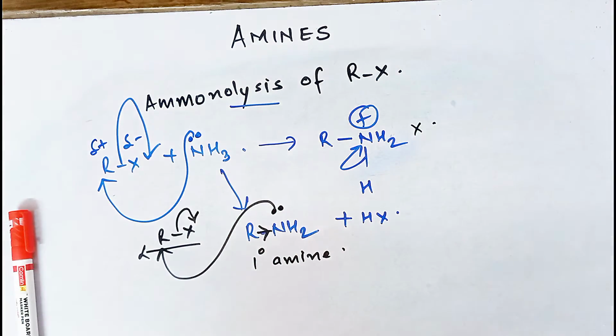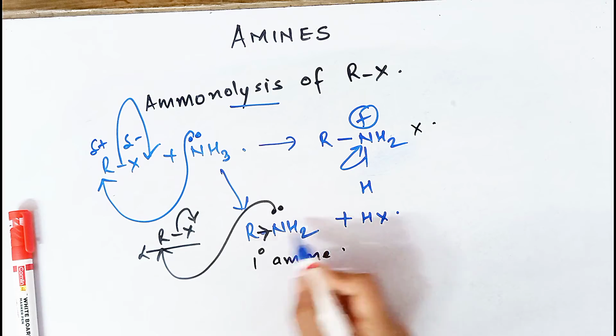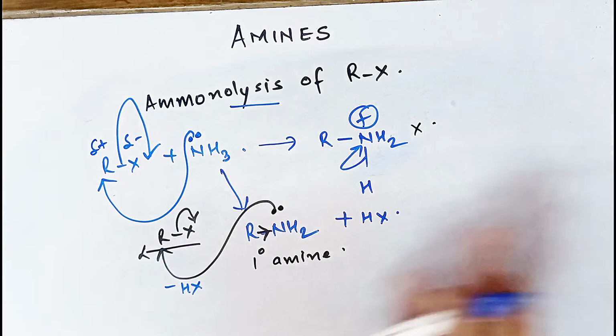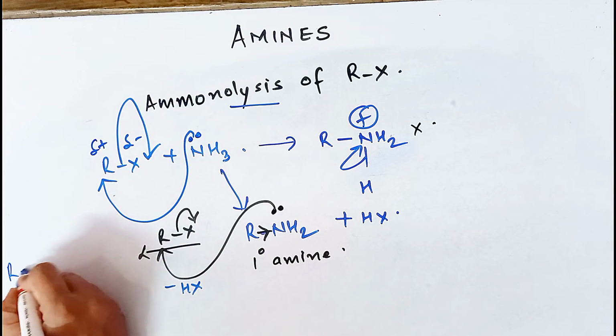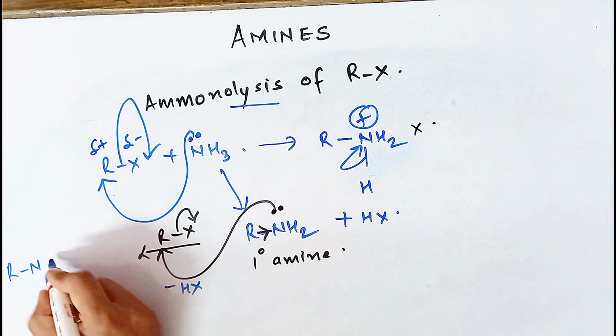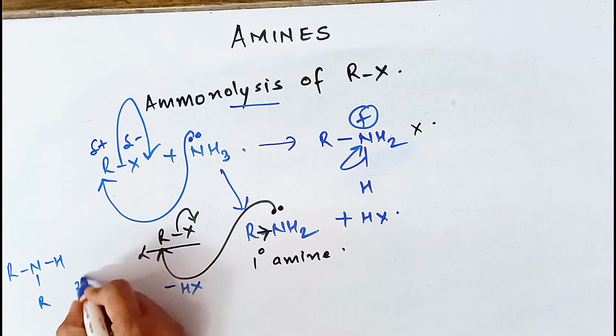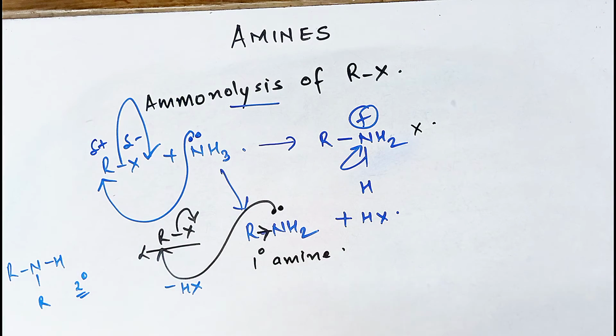And one of the H plus from here is going to be knocked out and X minus is going to be knocked out. So we'll just write minus HX in every step, and then we'll be getting RNH, and naturally this R is also getting connected. So we get a secondary amine, children. Here we get a secondary amine.